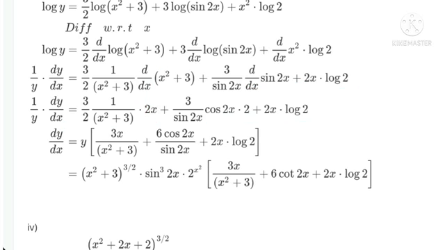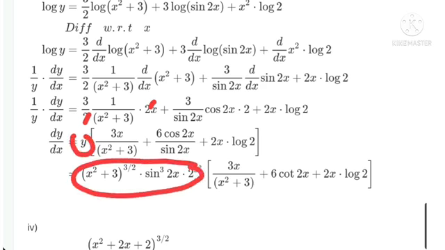So we get dy by dx is equal to y into bracket 3, here 2 get cancelled, 3x upon x square plus 3 plus 6 cos 2x upon sin 2x plus 2x log 2. Now put the value of y. Value of y put, this is the final answer.